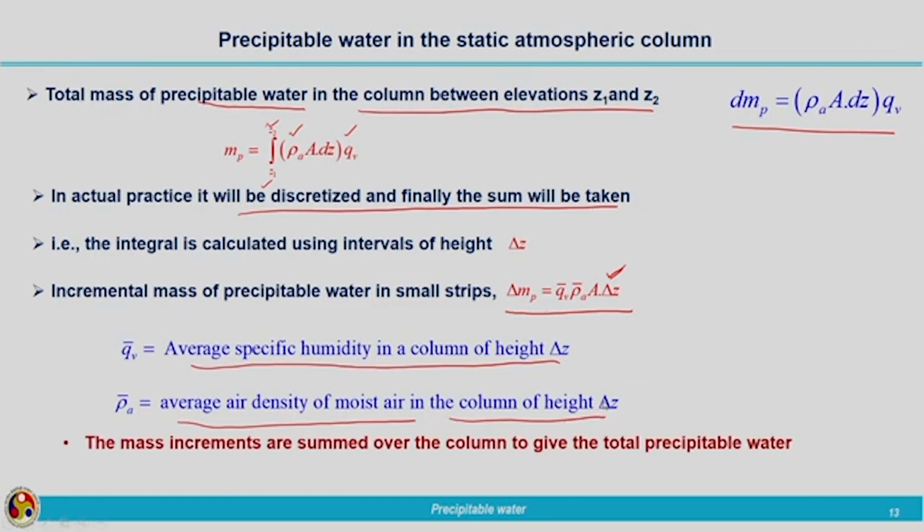So, the mass increments for different strips we will be calculating as delta MP. These increments will be added together to get the total quantity of mass within the atmospheric column. That is, these are summed over the column to give the total precipitable water.